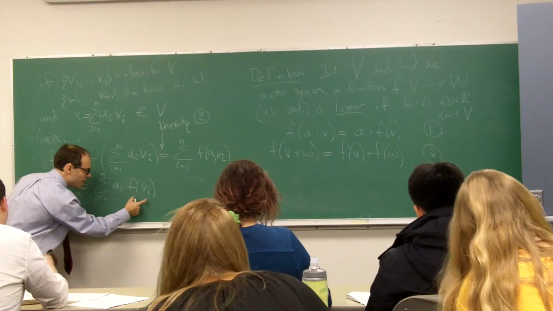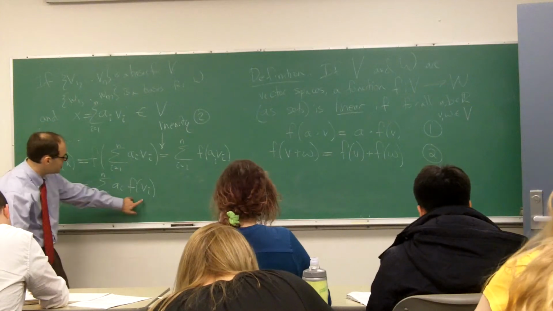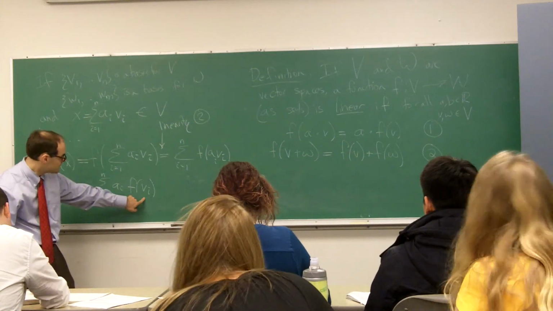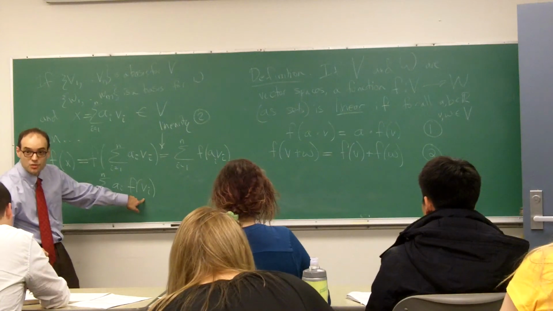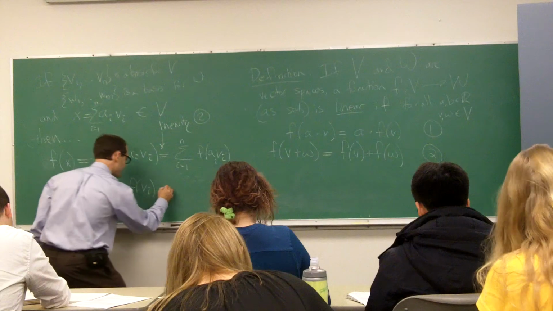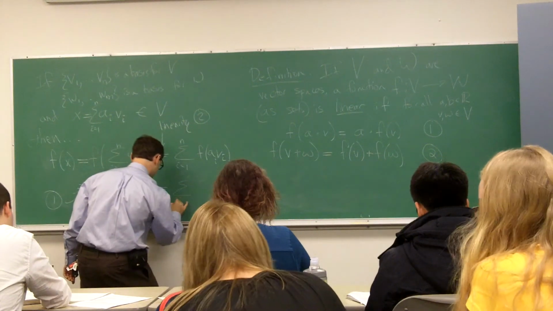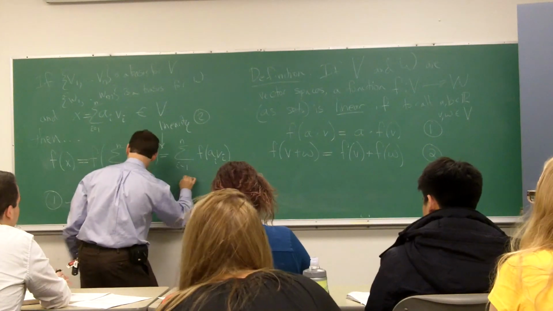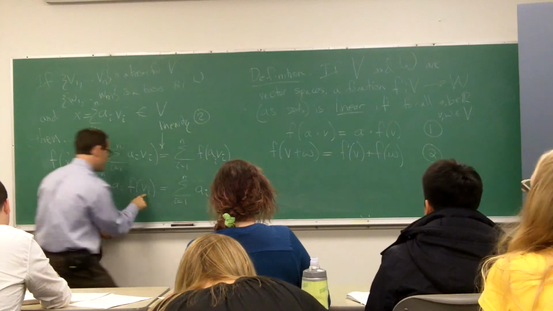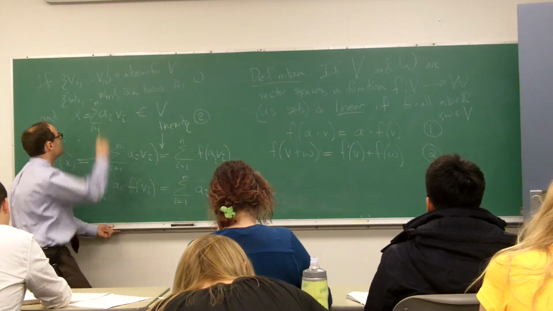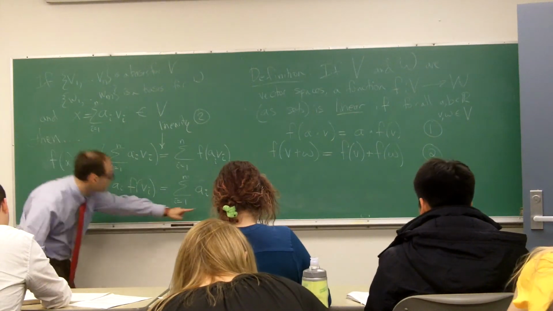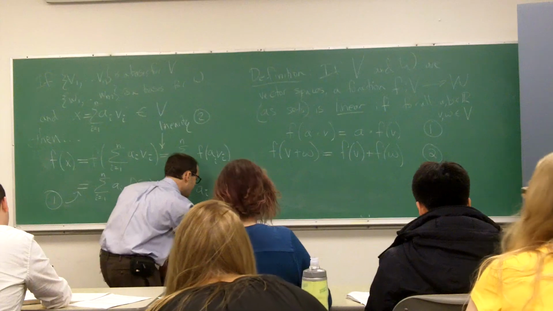Now, each of these f of V_i's, where are they? They're vectors in what space? W. So they're a vector in W. So I can rewrite them in terms of the bases associated to W. So I can write each of these f of V_i's in terms of the W's. Now I've got i already in play. Now I need another letter here. Might as well use j.